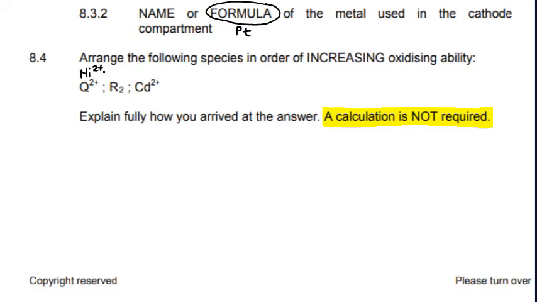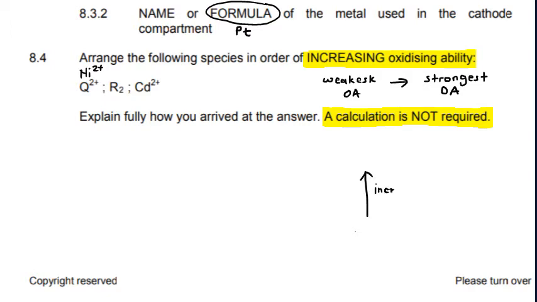And we already saw that, but what do they want us to compare here? Increasing oxidizing ability. So in other words, we want to arrange these three from the weakest oxidizing agent to the strongest oxidizing agent. It's just a matter of going back to table 4a and seeing who is at the bottom and who is at the top. Because remember, on table 4a, as you move upwards, that's where you see increasing oxidizing ability.